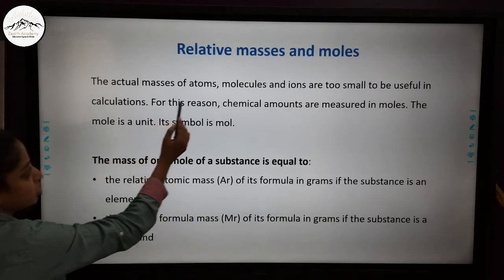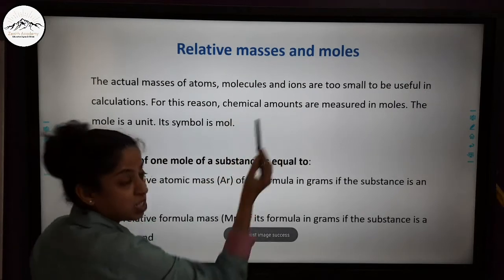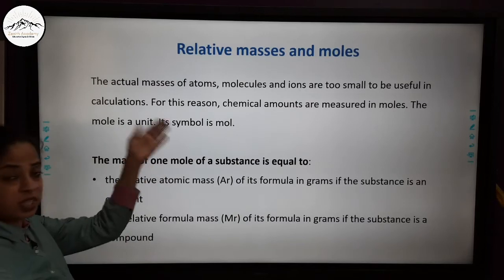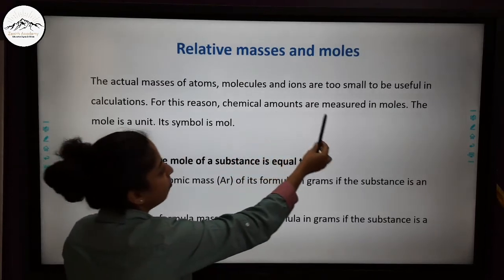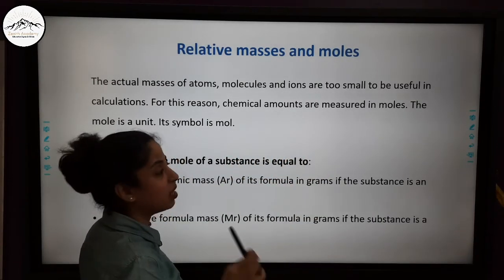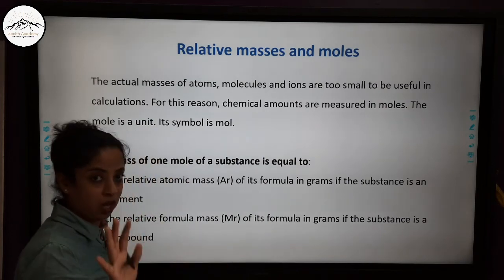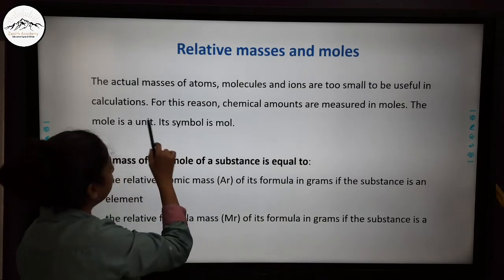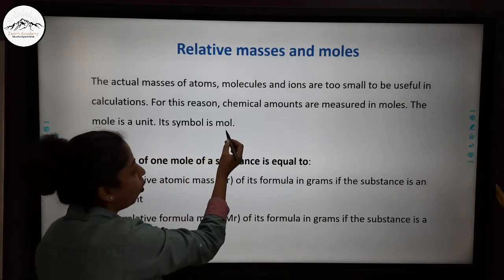The actual masses of atoms, molecules and ions are too small, I already told you, to be useful in calculations. For this reason, chemical amounts are measured in moles. Okay, and the abbreviation of moles is mol only. The unit is mol. The mole is a unit, its symbol is mol.